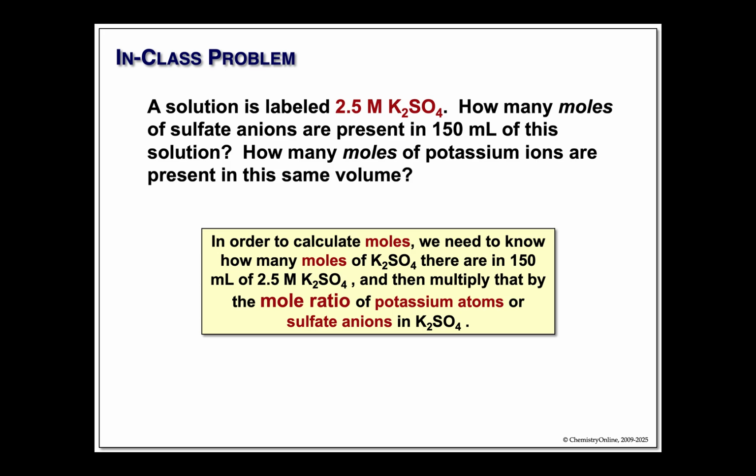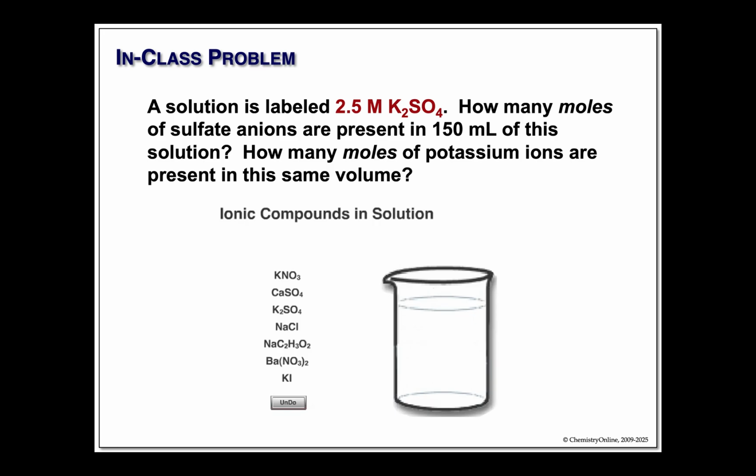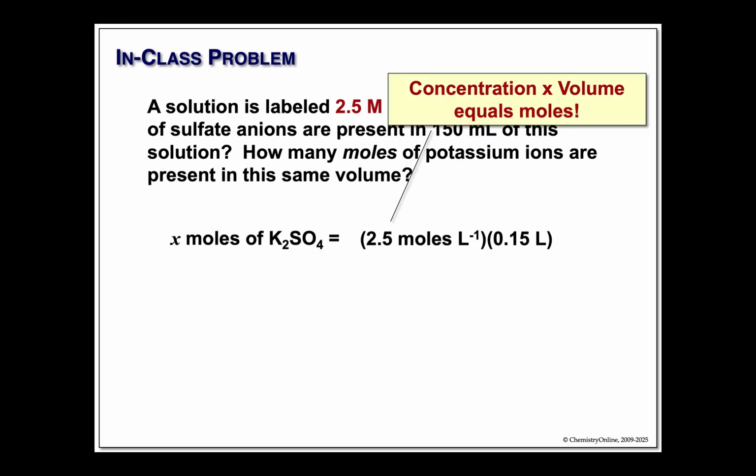Now remember, when we take something like potassium sulfate and we put it into water, what happens is we get total 100% dissociation. So for every 1 mole of potassium sulfate we started with, we're going to wind up with 2 moles of potassium in solution and 1 mole of sulfate. So, first of all, number of moles, concentration times volume gives us moles.